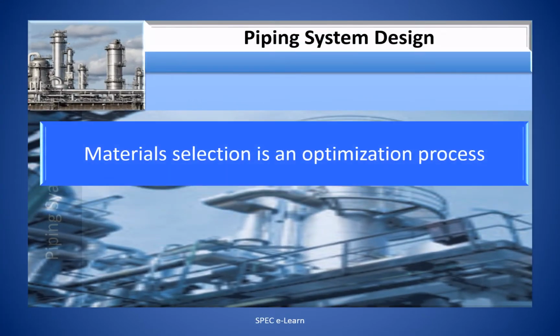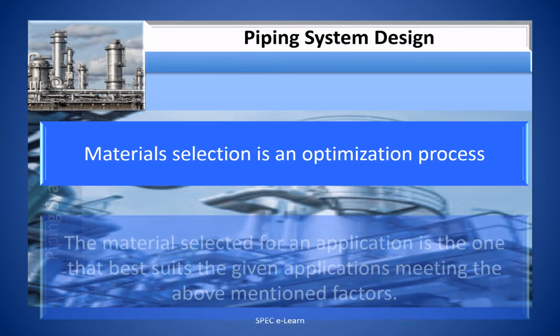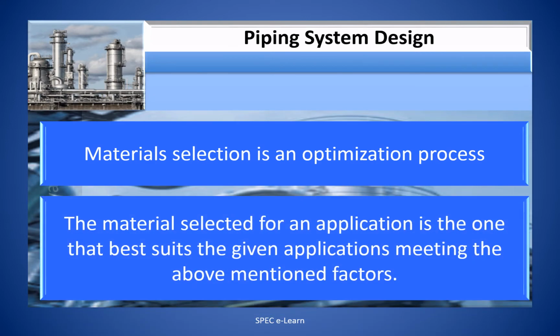Material selection is an optimization process. The material selected for an application is the one that best suits the given applications, meeting the above-mentioned factors.